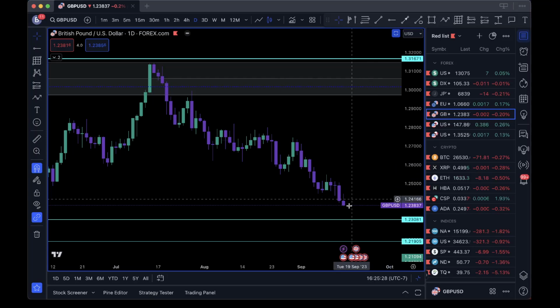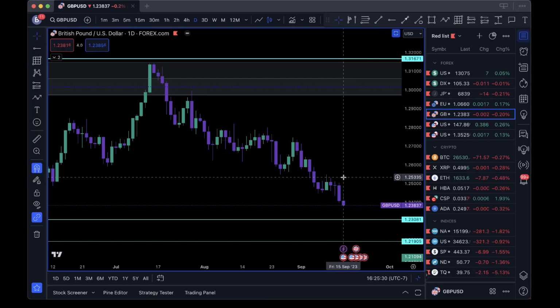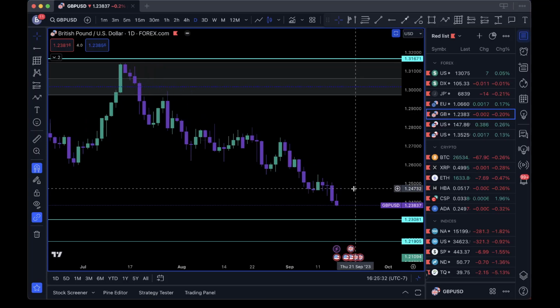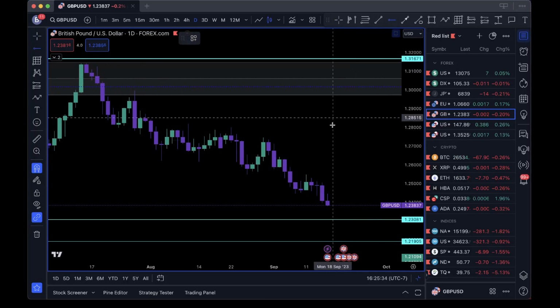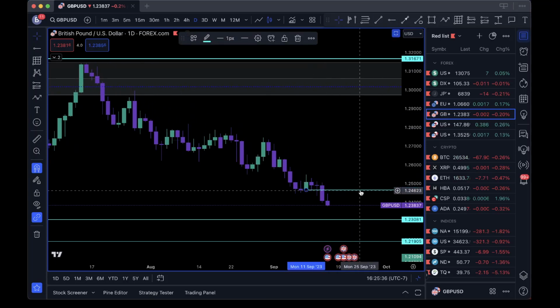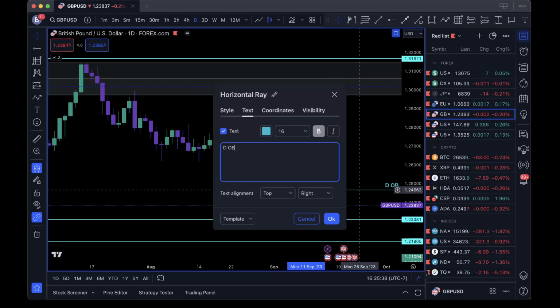Cool. From a daily perspective, we have no fair value gap there. This is all pretty efficient. The last order block we have is going to be right here on the daily. So let's go ahead and mark that out. DOB. Cool.